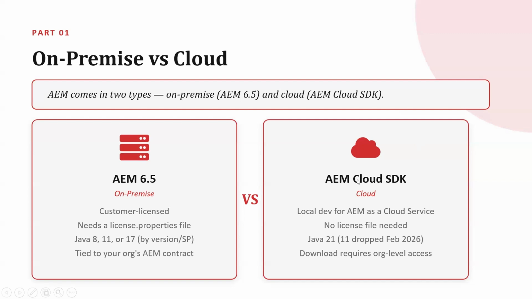Now, coming to cloud. Cloud is AEM as a cloud service. For local work, Adobe gives you something called the Cloud SDK. People just call this the SDK file. To run cloud, you don't need any license file, but you do need at least Java 21 for the latest cloud SDK. Adobe removed support for the older Java 11 back in February 2026. Right now, 21 is what is required. But always check Adobe's official documentation for the current version, since this can change over time.